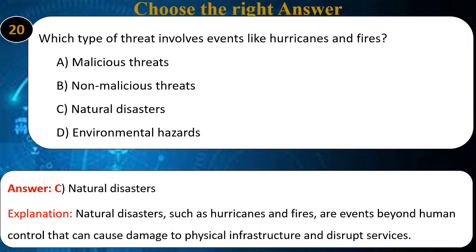D. Environmental hazards. These are long-term threats to the environment, such as pollution or climate change. While natural disasters can be exacerbated by environmental factors, they are not the same thing. Therefore, natural disasters is the most accurate description of a threat category that includes events like hurricanes and fires. It emphasizes the unpredictable and uncontrollable nature of these events, while still acknowledging the potential for significant harm.